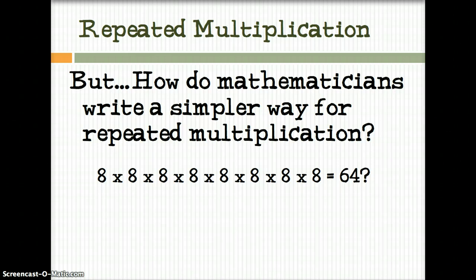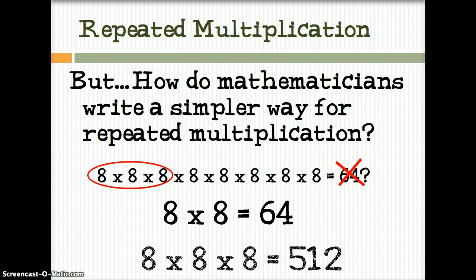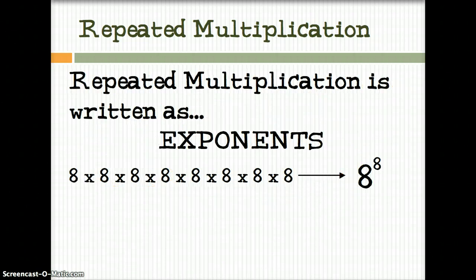But how do mathematicians write a simpler way for repeated multiplication? So in this example, I've just replaced the addition signs with multiplication signs, and I'm taking the number 8 and I want to multiply it together 8 different times. Well, I can tell you that that doesn't give you 64 because in the first two terms alone, 8 times 8 is 64. If I look at the next three terms, 8 times 8 times 8, that gives me alone 512. So, repeated multiplication is written as exponents.